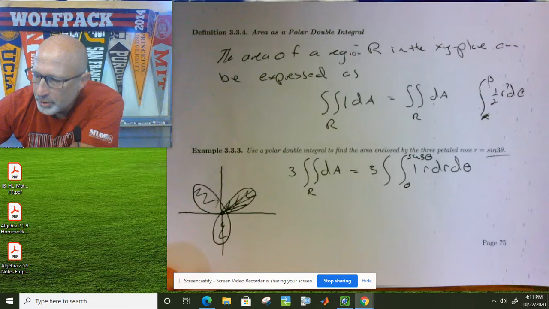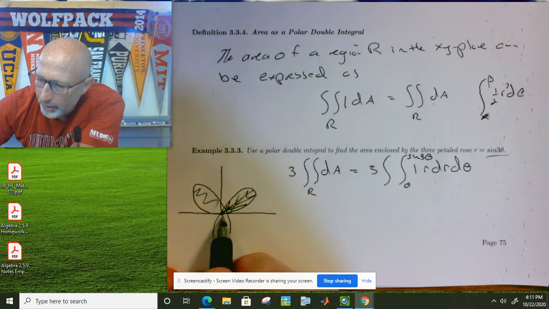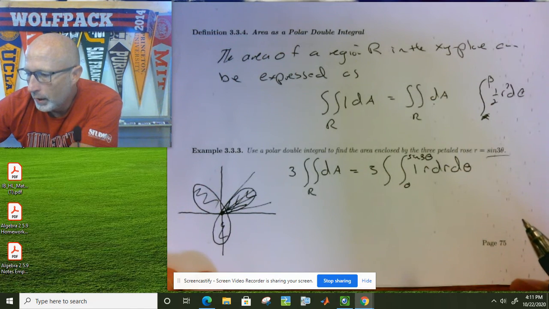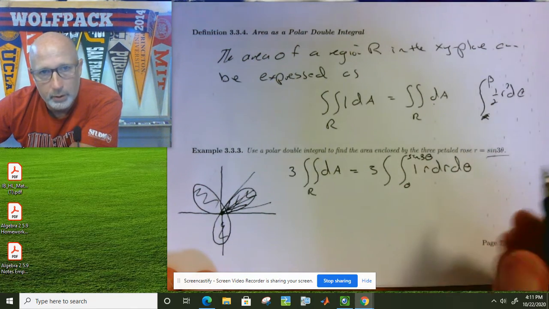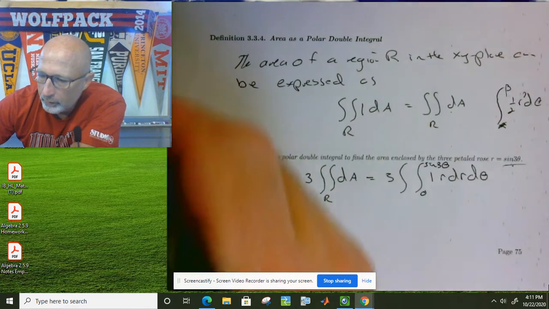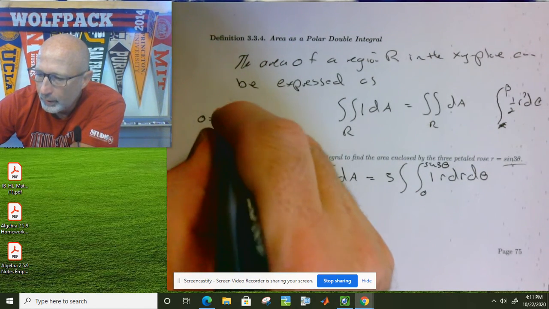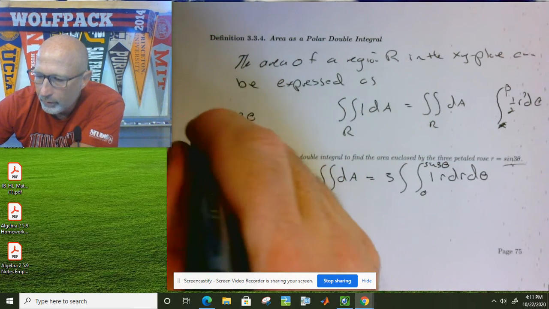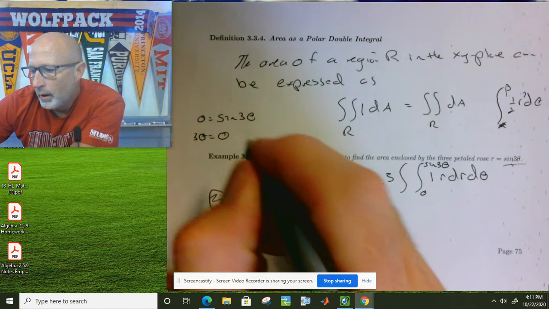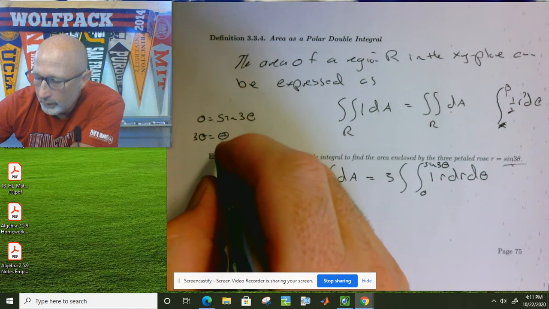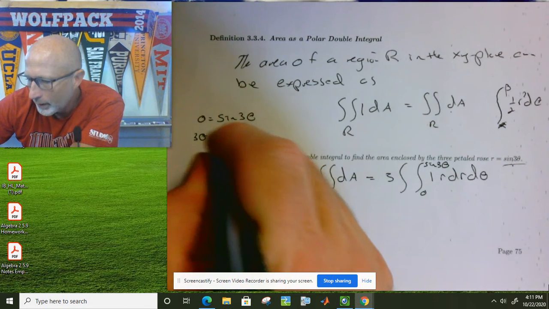And then the angle measurement, I need to know what that angle is. So if you remember the trick in polar, you set this equal to 0 and you solve. So you go 0 is equal to sine of 3 theta. Take the inverse sine of both sides. So you have 3 theta is equal to 0, because that's where it's equal to 0 at.